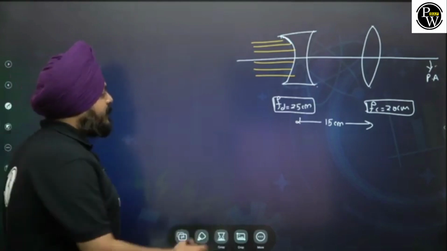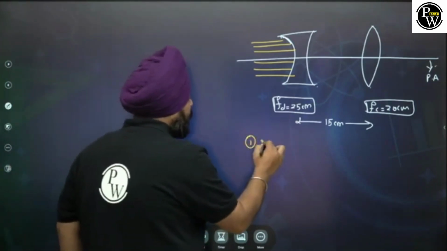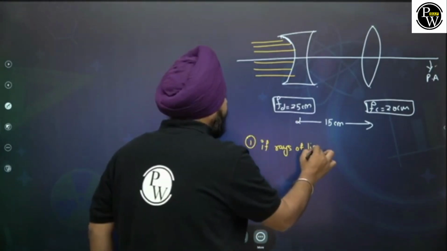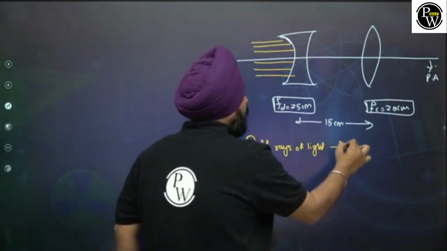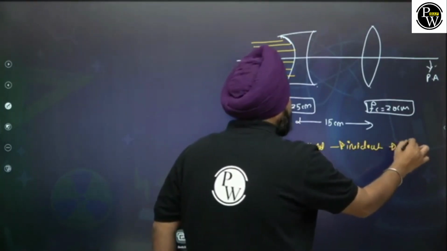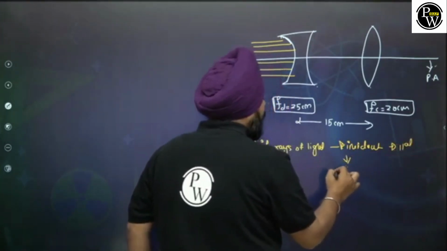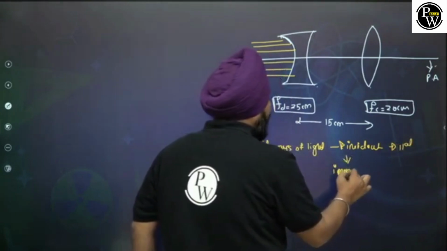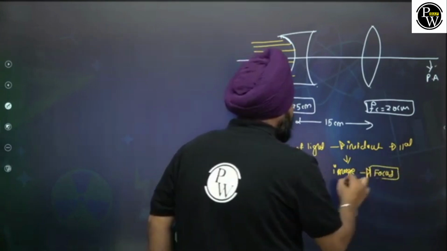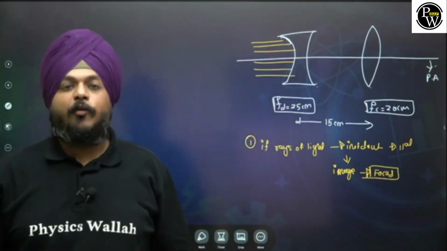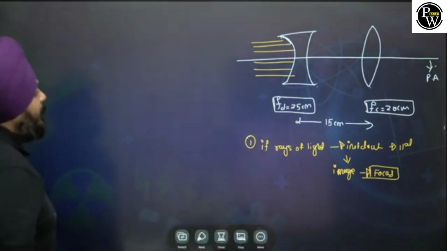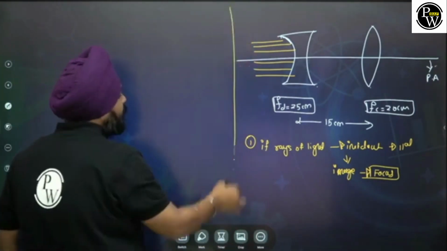So the first step states that if rays of light are getting incident parallel on the diverging lens, it means that the image is going to form at focus. Image will be formed at focus. Yes, one thing is for sure.